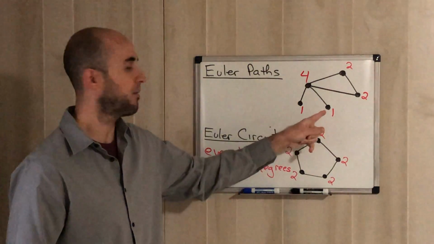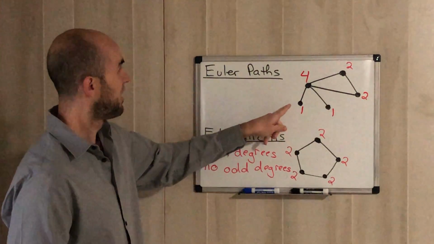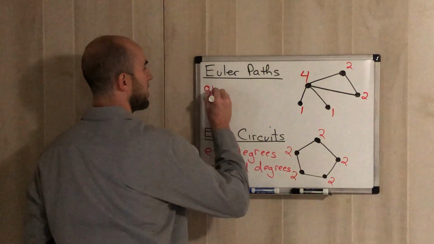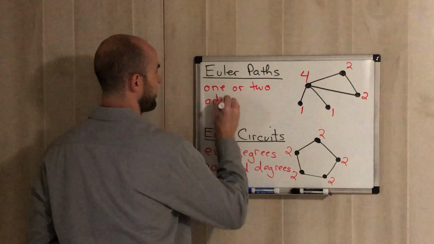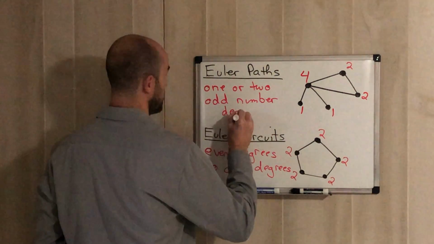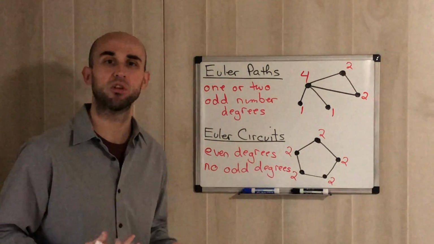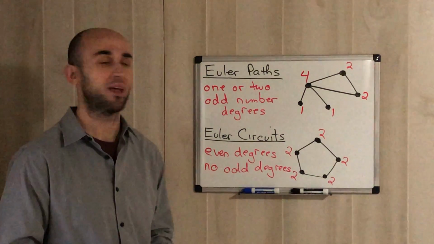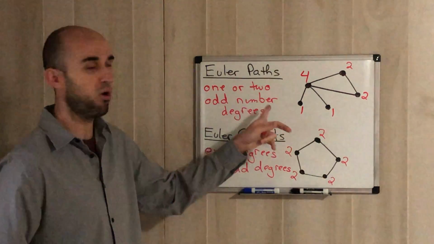So when you have odd numbers, automatically it's not a circuit, because a circuit can have no odd numbers. But an Euler path can have 1 or 2 odd number degrees. It can have 1 or 2 odd number degrees. That's it, 1 or 2, no more. Because if it has more than 2, then it's none of this. Again, an Euler path can have 1 or 2. It can't have more than 2. And since over here it has just 2, that's why it's an Euler path.